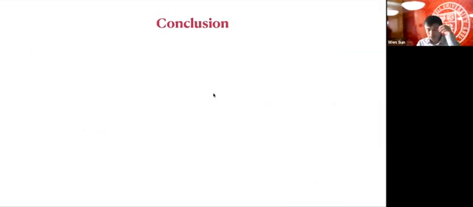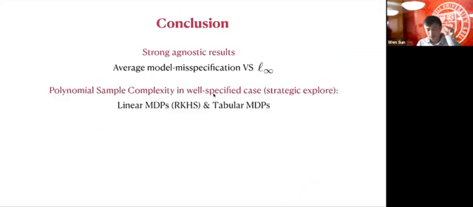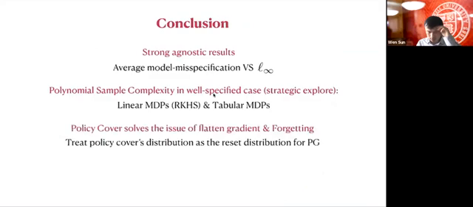So to conclude, we looked into the strong agnostic result for policy gradient. We looked into this average misspecification versus L infinity misspecification. And we have polynomial sample complexity for well-specified cases for PCPG. The idea of policy cover basically solves the issue of flattened gradient and also catastrophic forgetting.